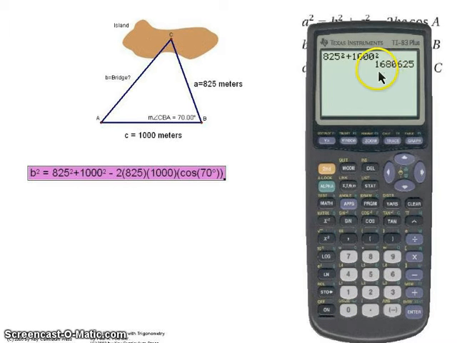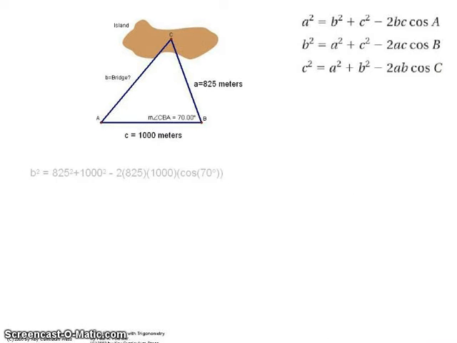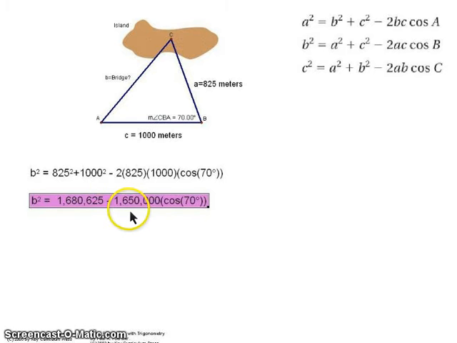Take the 1,680,625, record that one little step in your equation. And so you end up with the next line that looks like this. The second part of this is I just took the 825 squared plus the 1,000 squared, and then I took 2 times 825 times 1,000.